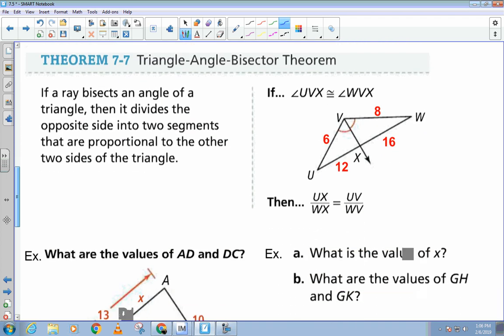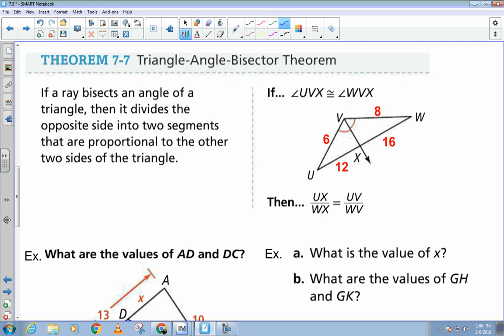Now we have one last theorem, and this is called the triangle angle bisector theorem. If a ray bisects an angle of a triangle, then it divides the opposite side into two segments that are proportional to the other two sides of the triangle. A lot of people mess this up. It's not hard, but they create their own theorem that's not true. A lot of people think that if this is an angle bisector, the opposite sides are equal, but that's not true. This theorem says that if you have an angle bisector, it breaks this opposite side into a ratio that's the same as the other two sides.